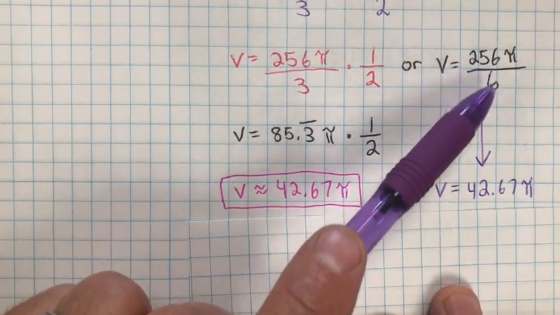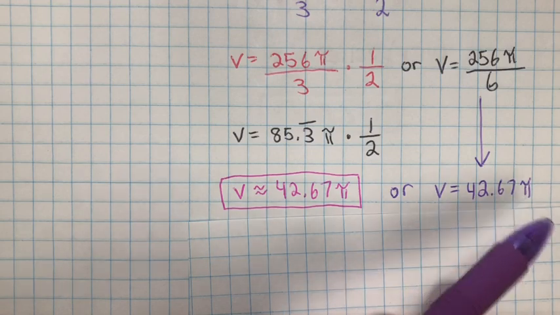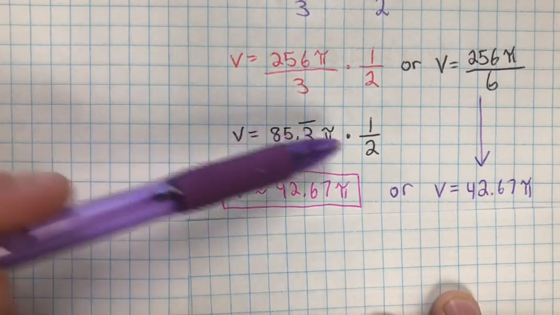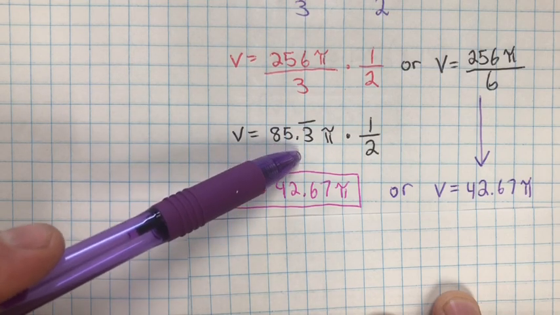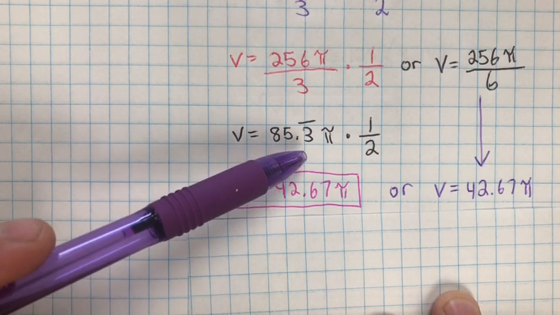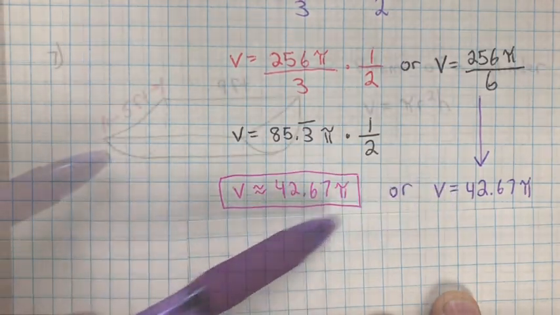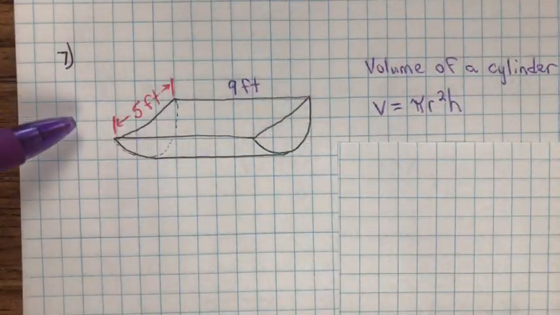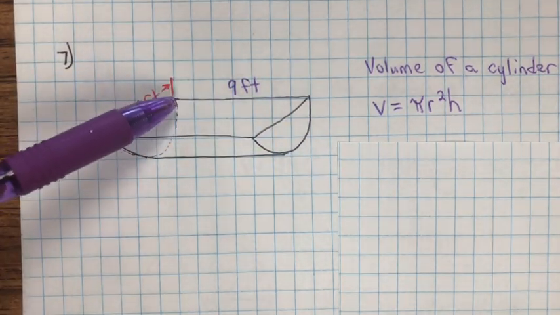And so 256 divided by 6 is 42 and 67/100 pi. Here, I'm going to multiply or divide 85 and 3/10 repeating by 2, and I get the same approximation either way. For number 7, I need to find the volume of this figure.